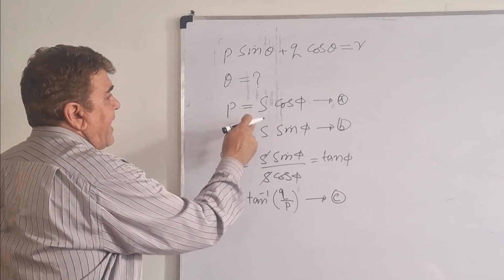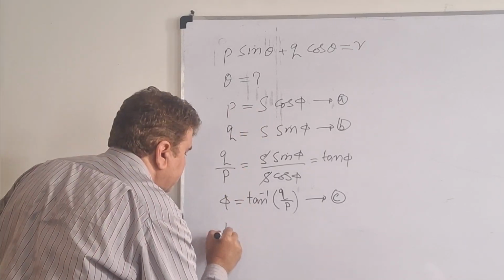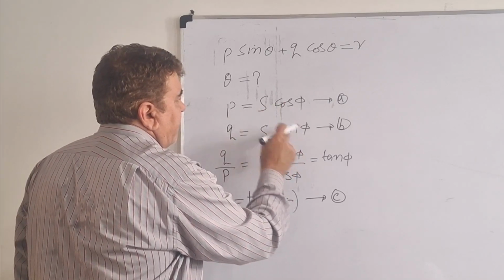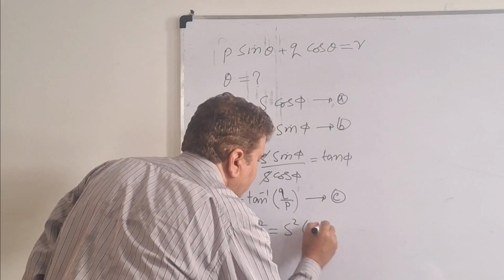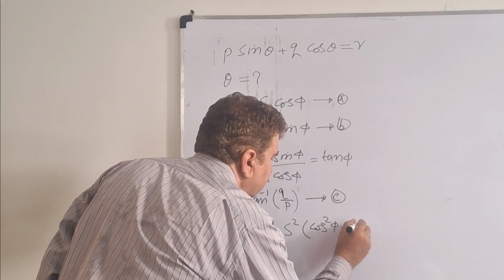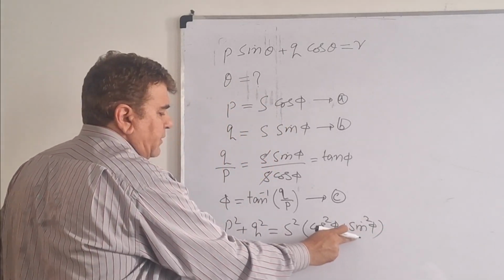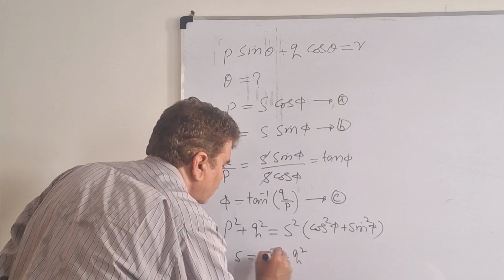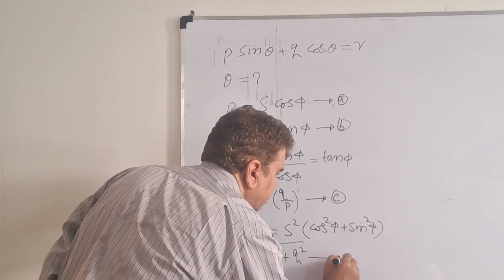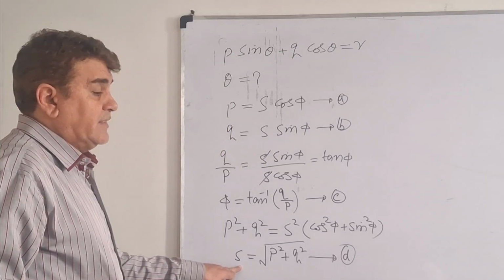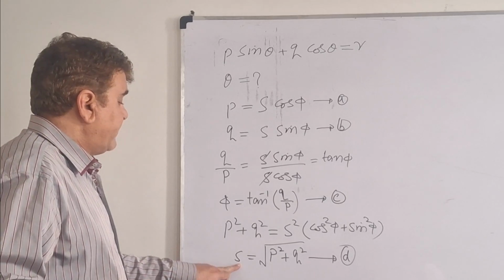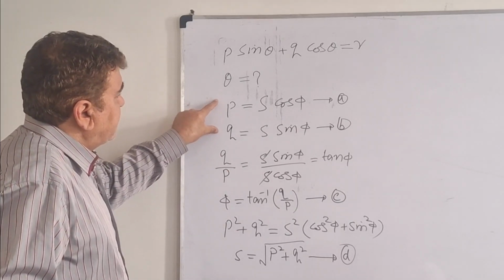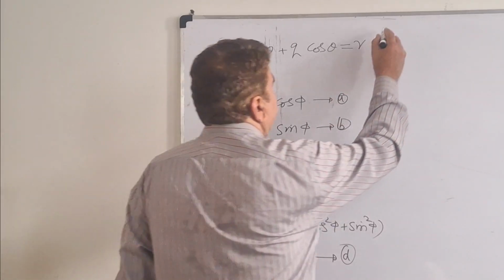Now, if I square equations A and B and then add them with each other, I can write P squared plus Q squared equals S squared cos squared phi plus S squared sine squared phi, so I can take S squared common, and I can write cos squared phi plus sine squared phi. This is 1, so we are left with S equals square root of P squared plus Q squared. I call this equation D. Again, we see that S is not in fact a parameter from outside, rather S is defined in terms of the given parameters of the equation. So with these two choices of the parameters, we can now find the value of theta from this equation.